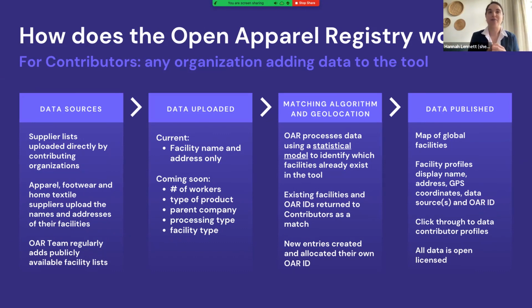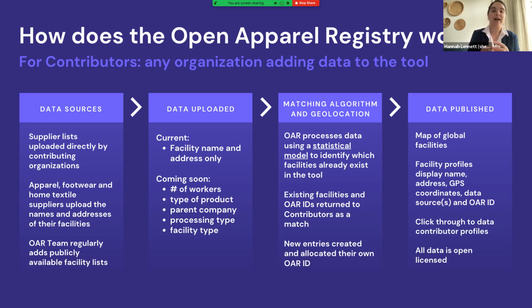So we have contributors from across the sector, all of those different owners of data that I was just mentioning in the previous slide. So we have brands, civil society organizations, multi-stakeholder initiatives, service providers, researchers, certification schemas, factories and facilities. They can all upload data about facility name and address data to the Open Apparel Registry, and they do so via CSV or Excel file. I want to especially point out that facility owners and senior managers are able to upload data about their facility, and we'll talk a little bit more about that later on as well.